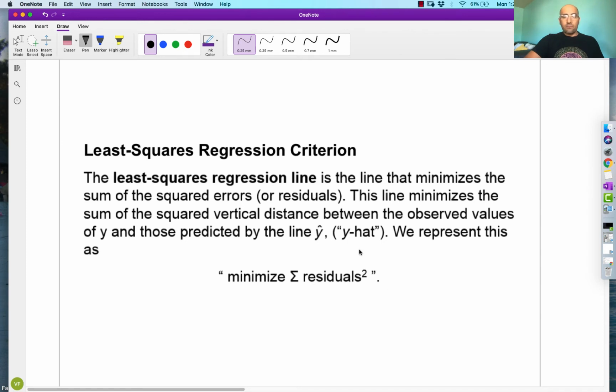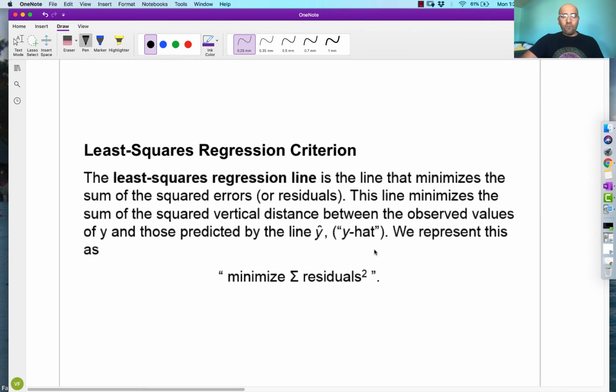They're also called errors. This line minimizes the sum of the squared vertical distances between the observed values of y and those predicted by the line, y hat. So line y hat will be the least squares regression line. It's the best fit line according to this criteria. There are other criteria out there, but this is the most popular one and the only one we're going to study in this class. When I say you find the best fit line, this is what I mean: the least squares regression line.